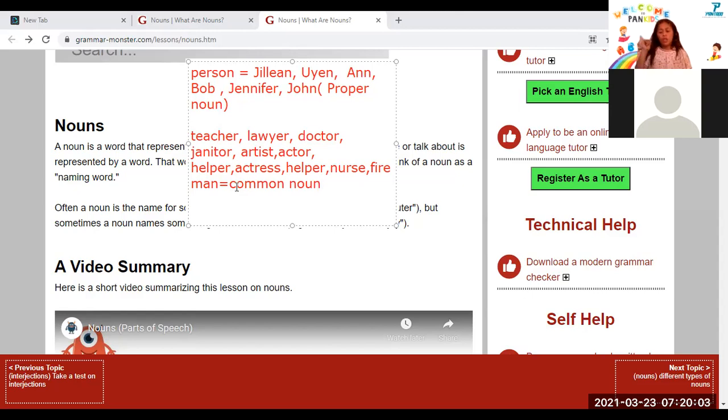This is a common noun. So when I say, who is Oyen? Oyen is a student. Can you see that? Oyen, big letter. Student, small letter. Oyen, proper noun. Student, common noun. What's the name of the student? The name of the student is Oyen. Okay, about this.